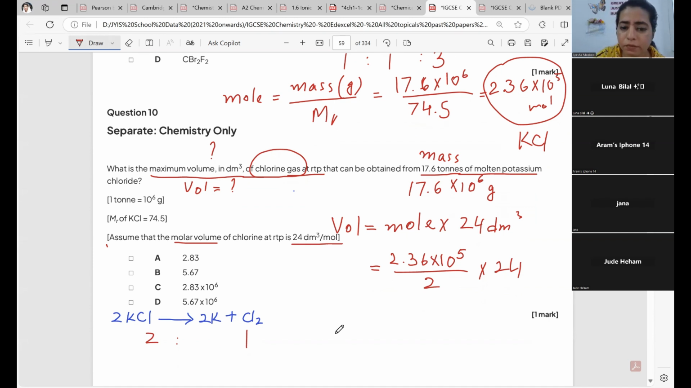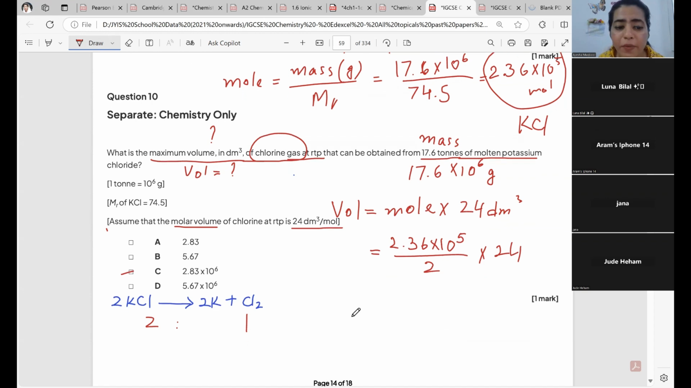The answer will be 2,802,000. We should write it as a power of 6, right? So move the decimal, it will go 6 times back. So it will become 2.83 times 10 power 6, right? It's C. C will be the right answer here.